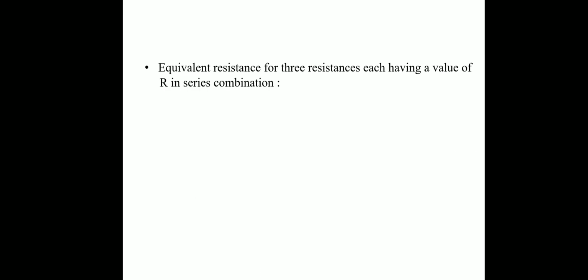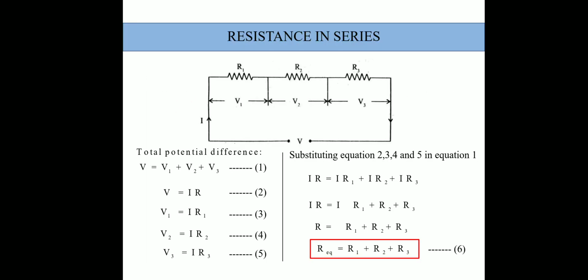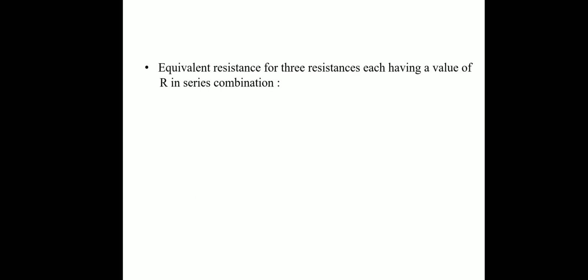Now what if, I hope you people can see it, equivalent resistance for three resistances each having a value of R in series combination. So previously what we have seen is that we had three resistors R1, R2 and R3, and all the three resistors have a different value. Now what if all the three resistances have the same value? What would the formula be like?